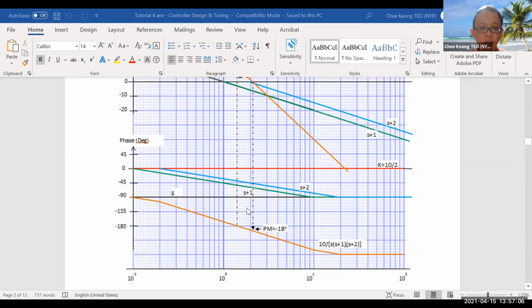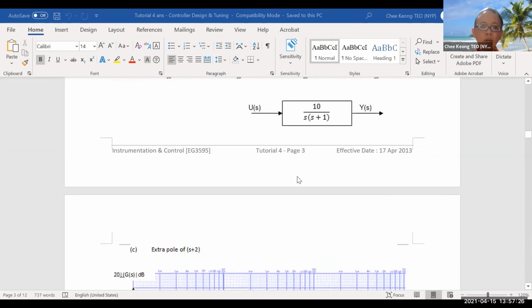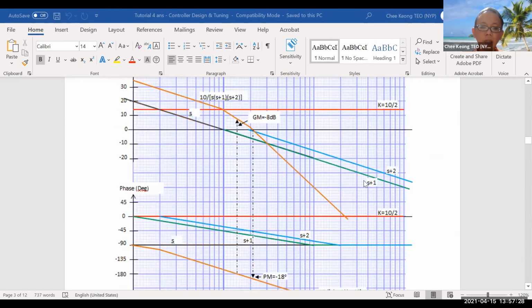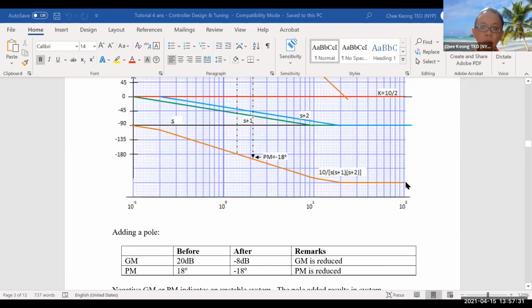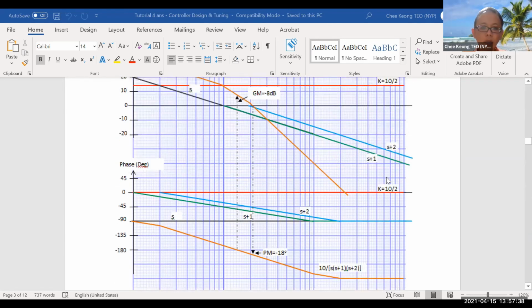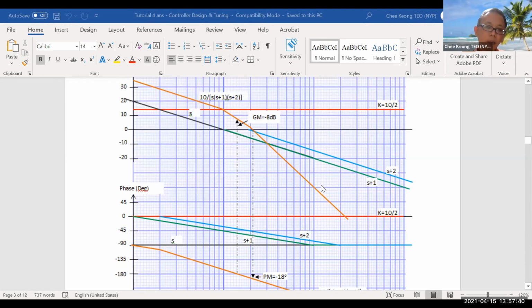Now, what about the phase? The phase also has an impact because this blue S plus 2 also shifts the phase from 0.2 to 20, right? So effectively, if you draw it out, your phase will be affected and shifted more. Instead of stopping at minus 180 degrees, now it stops even lower, much lower than that, right? So basically, it shifts this way. So with these two, now let's check the gain margin and phase margin.